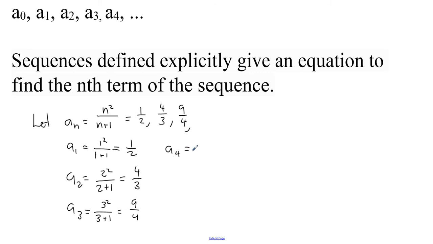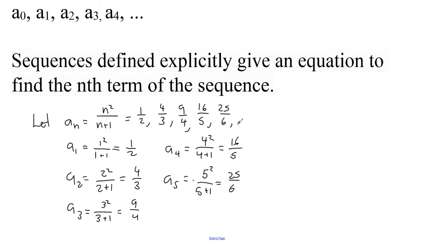A sub 4 would be 4 squared over 4 plus 1, which would be 16 over 5. And then a sub 5, the fifth term, and most of the questions in the books are going to ask you to find the first 5 terms. That's why I'm doing it that way. You can stop if you want. Nope, that's wrong. 5 squared over 5 plus 1, which would be 25 over 6. So the fifth term, 25 over 6. And so we can continue that on. So I put a couple dots there to say that that function continues on.